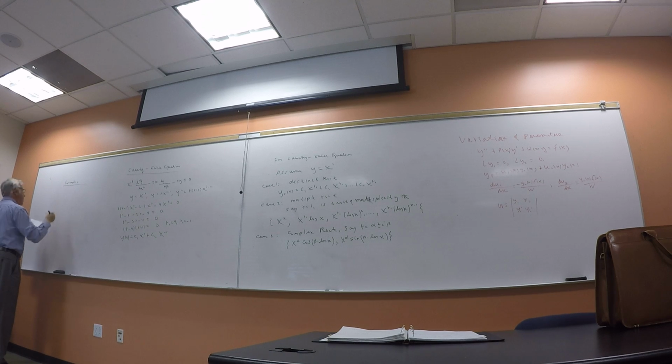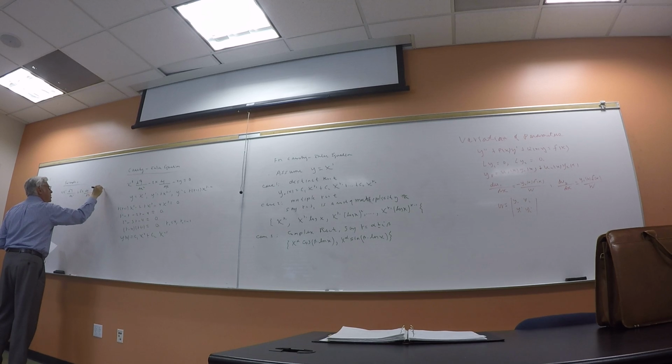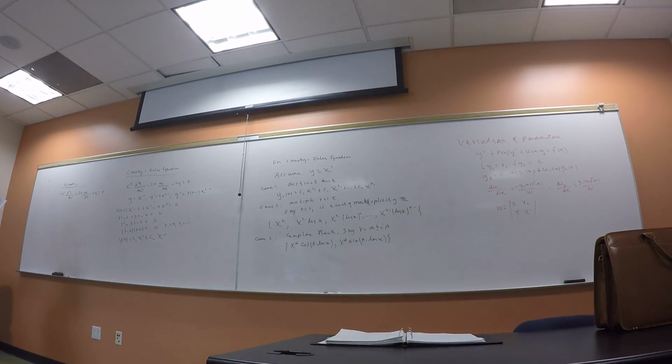Okay. I have 4x squared times the second derivative of y with respect to x, plus 8x dy/dx, plus y is equal to 0. So left-hand side: 4x squared second derivative, plus 8x first derivative, plus y is equal to 0. Okay? And I'm just going to take the algebra from here.